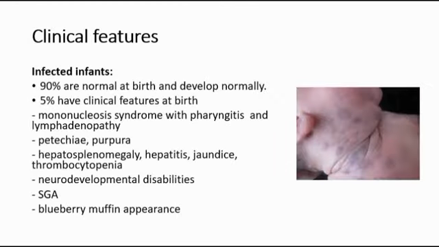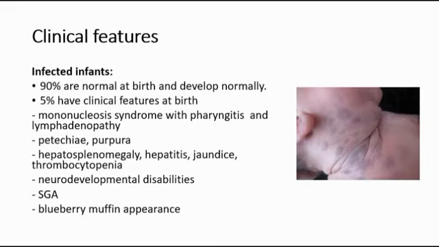The clinical features are different for several age groups. For infants that are infected, 90% are normal at birth and they develop normally, whereas 5% of those who are infected with cytomegalovirus will have clinical features at birth. They might present with mononucleosis syndrome, with pharyngitis and lymphadenopathy. So you might be thinking, what is this mononucleosis syndrome?